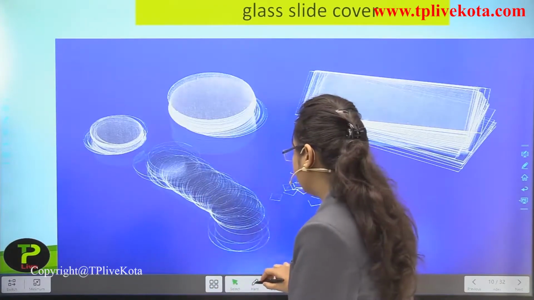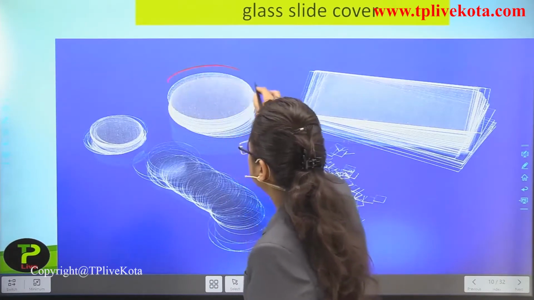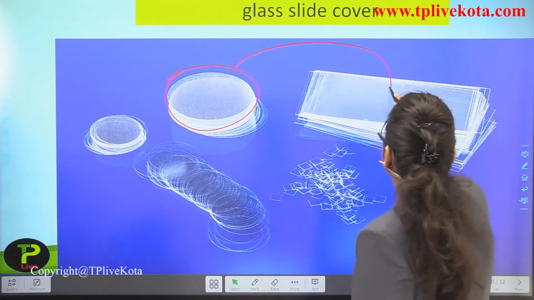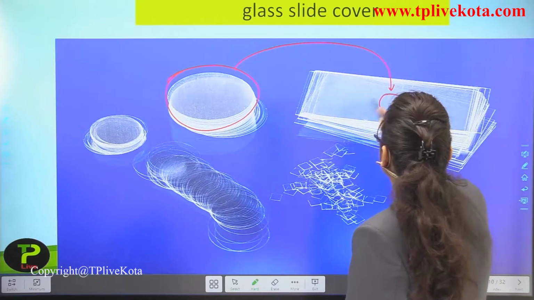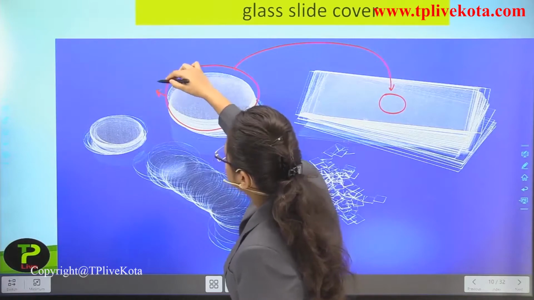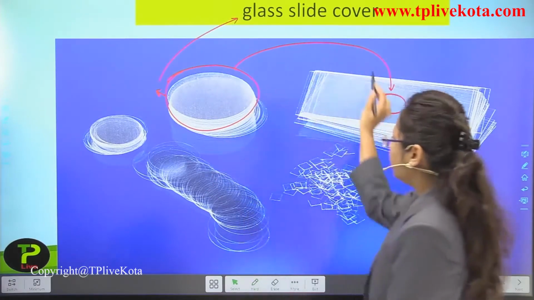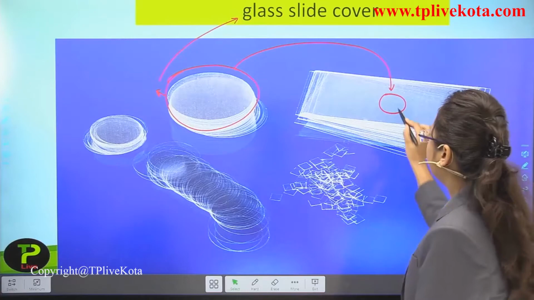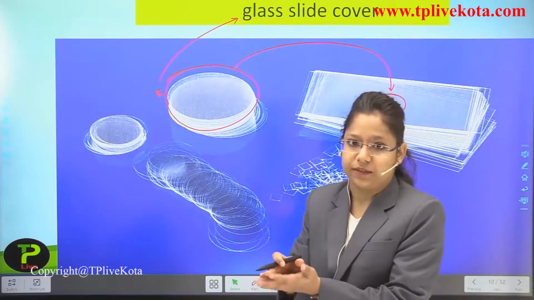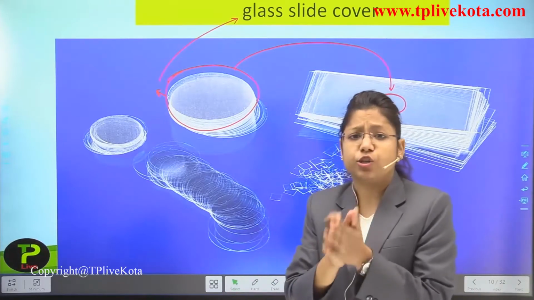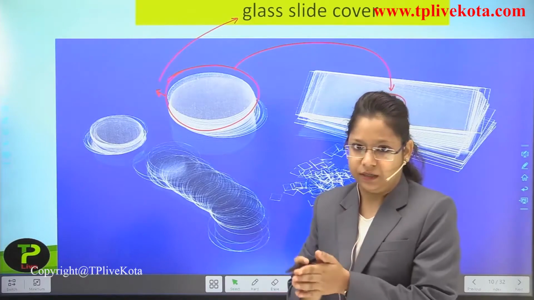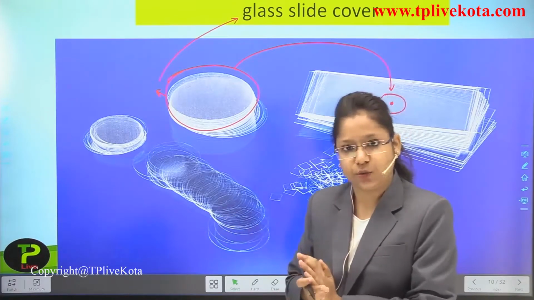So these are the small glass slides you can see over here. These are known as glass slide covers, and they are put on the glass slide, over the object placed on it. Remember this. I will show this through a diagram and also a video, so it will be clearly visualized for all of you.